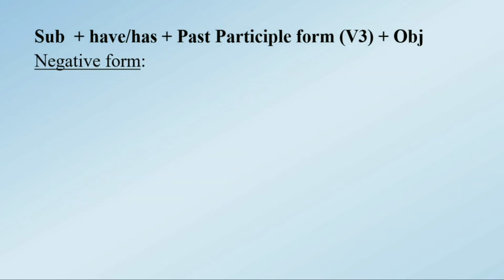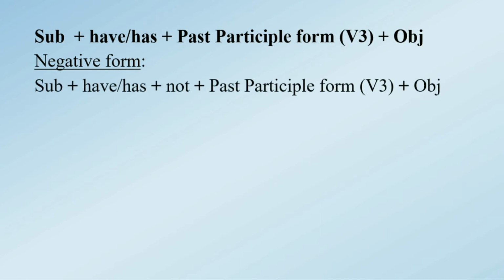Next, the negative form. The negative form is also the same. Along with have or has, you have to use not. So join not with have or has. That is the only change. So look at the structure: subject, have or has, plus not, plus the past participle form of the verb, that is V3, plus object.